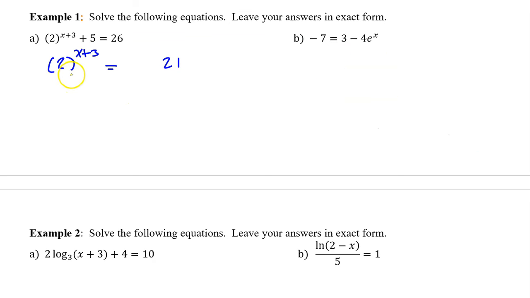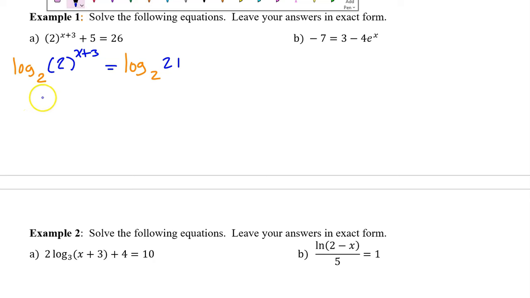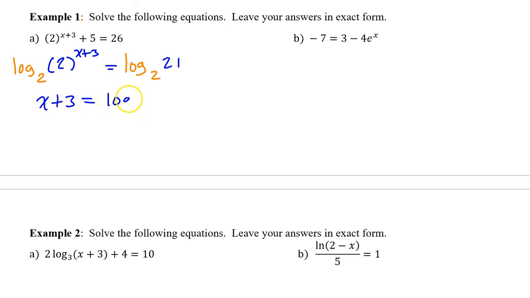Another way to think about it is that a log base 2 will cancel out this base 2. So we can solve this equation by taking the log base 2 of both sides of this equation. On the left side, the log base 2 and the base 2 will cancel each other out, and x plus 3 will be left behind. So we get x plus 3 is equal to log base 2 of 21. And this is the same equation that we got by the first method.